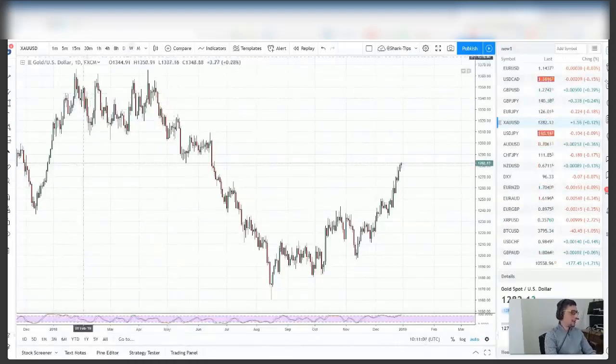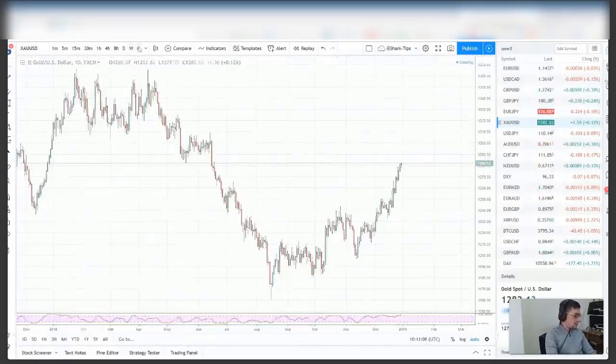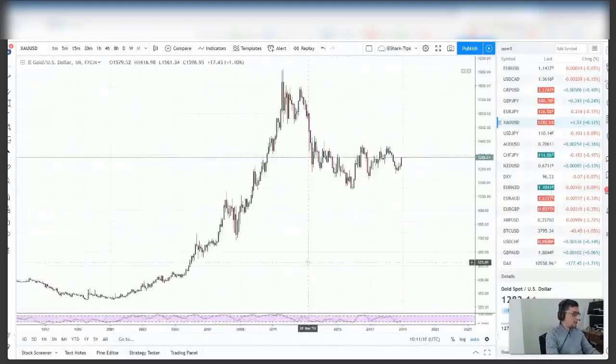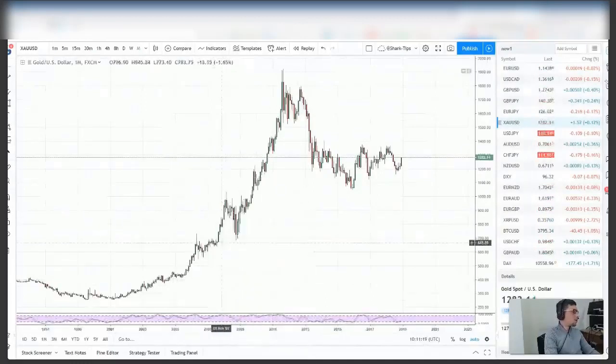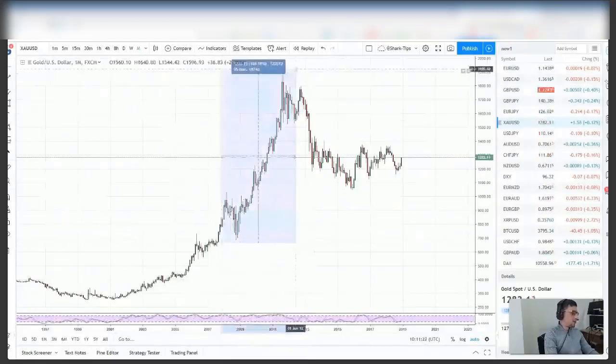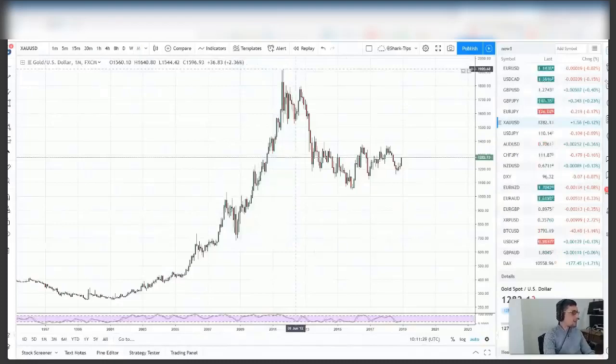Let's take a look at the monthly. This obviously is the crash of 2008. Remember that 2008, the subprime crisis, biggest crash in the history of the stock market. During this crash, gold went insanely to the upside. Since then, look at that. Although the market has gone up for those 10 years, gold has just corrected to the downside.